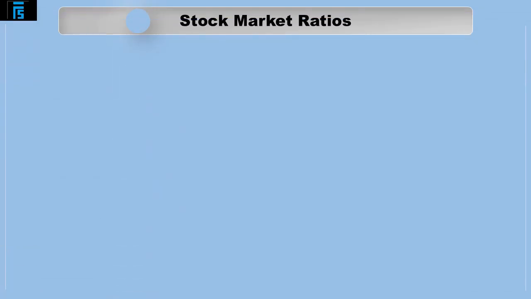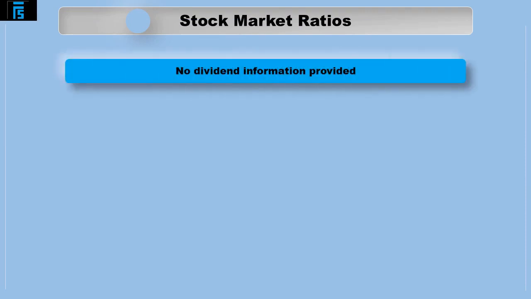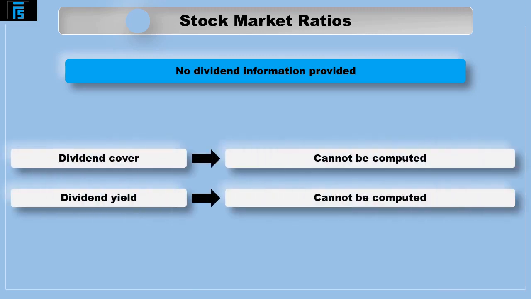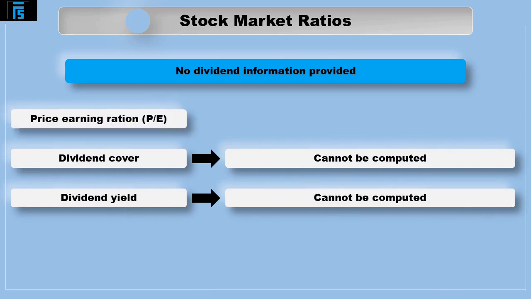In the example analyzed, there is no information concerning dividend payments. In fact, when we compare the balances of retained earnings as reported at the end of years 1 and 2, we note that the entire profit booked in year 1 has been retained by the company, implying that no dividends were paid out to shareholders. Consequently, we are unable to calculate either the dividend cover or the dividend yield. We may, however, analyze the P/E ratio.